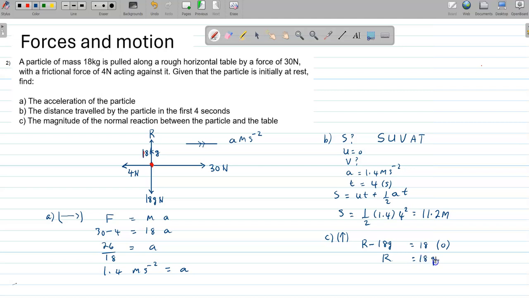G here is 9.8, so we would have 18 times 9.8, and that gives us 176.4 newtons. So the magnitude of the normal reaction there is 176.4 newtons.